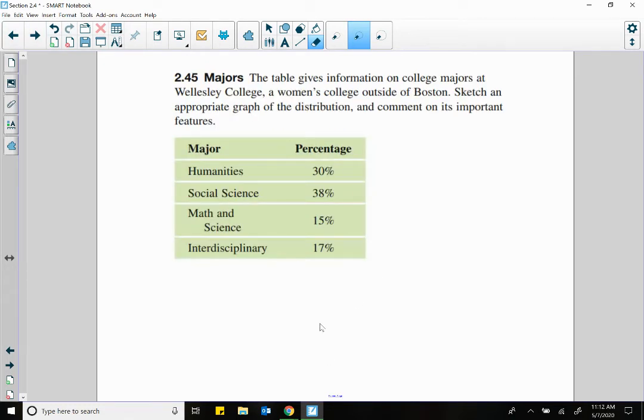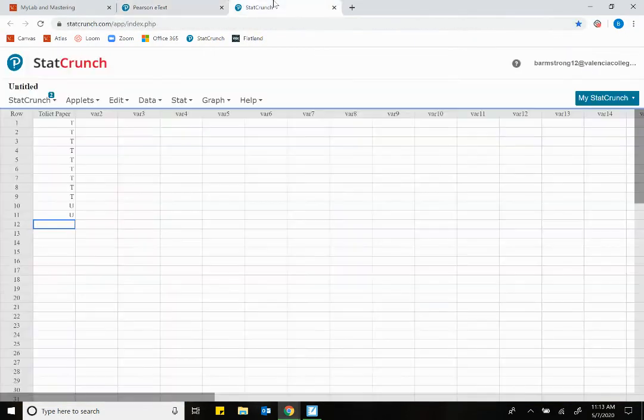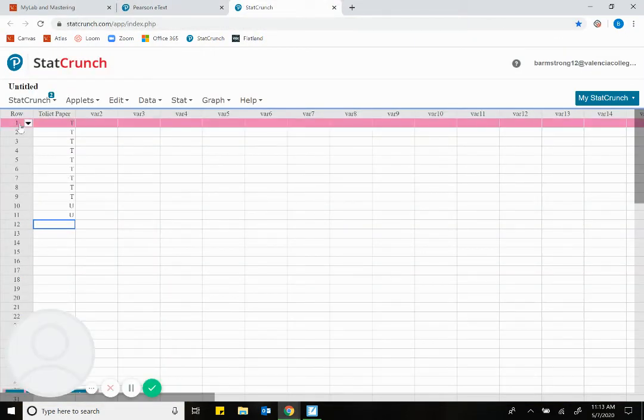All right. So here it says the table gives information on college majors at Wesley College, a women's college outside of Boston. Sketch an appropriate graph of the distributions and comment on its important features. So this is where you need to go to My Math Lab. We're going to go to My Math Lab and we're going to put information in. We open up our My Math Lab.